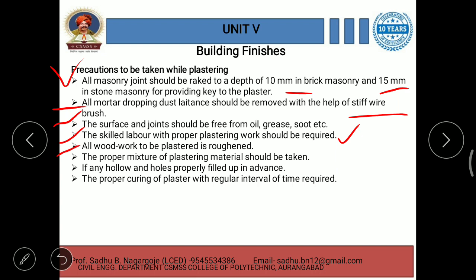All woodwork to be plastered should be made rough first. The proper mixture of plastering material should be taken. Then any hollows and holes should be properly filled up in advance, and lastly proper curing of plaster at regular intervals of time is required. So all these precautions need to be taken before applying plaster.